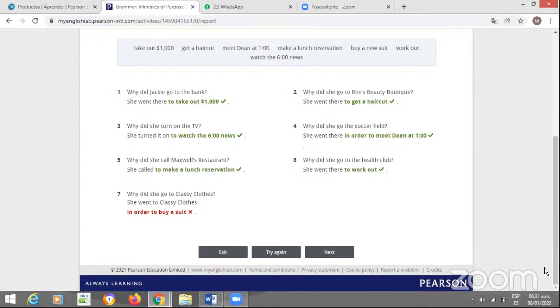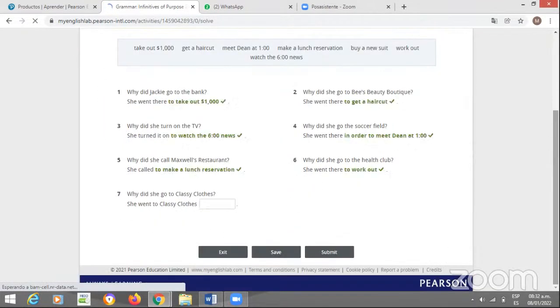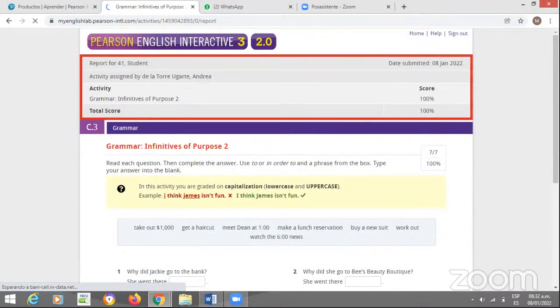It doesn't matter if I put just the infinitive way, like to and the verb in the base form, or in order to in this case. Yes, it's okay. Both are okay, to or in order to. It doesn't have any difference. Just one is more formal. Perfect. Great.